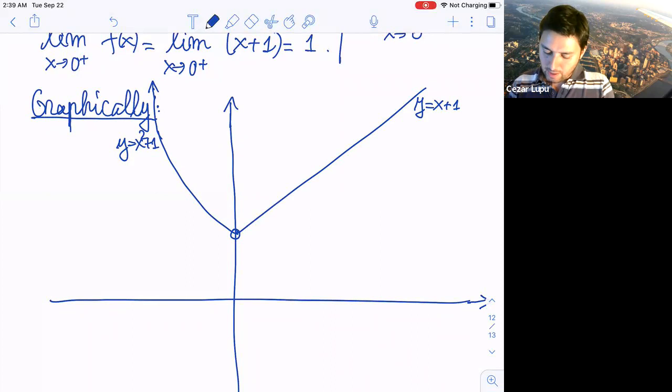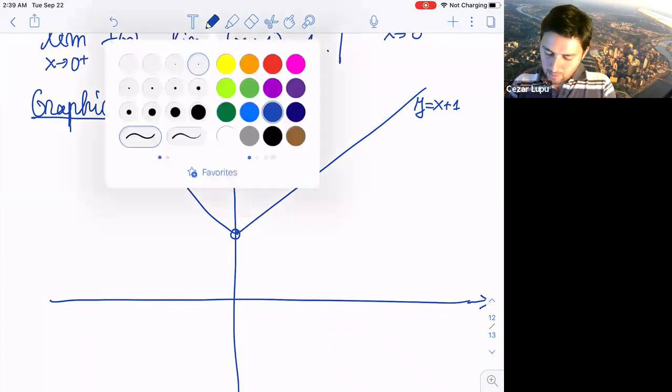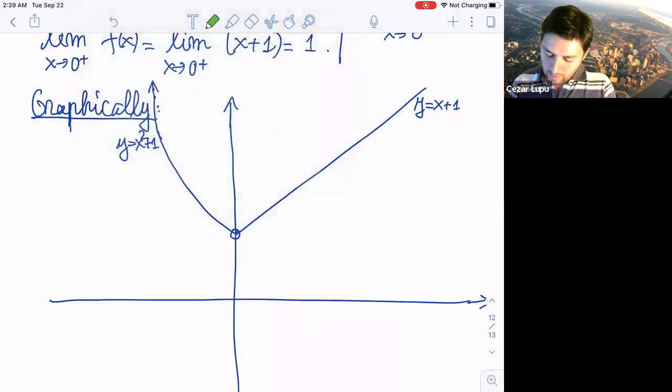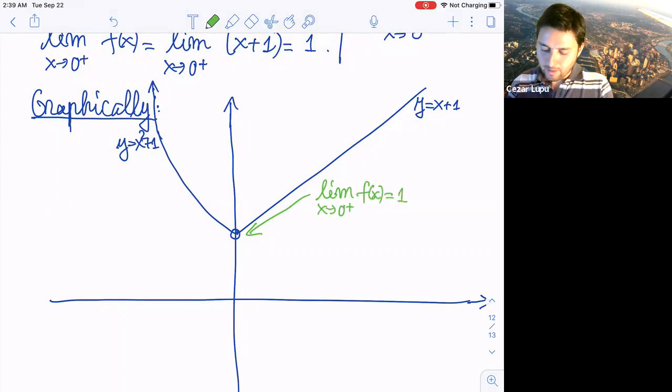So as you can see here, in this case, this is nothing else than just the limit as x approaches 0 from the right of f of x is 1. And here, I'll have that the limit as x approaches 0 from the left of f of x will be 1. So both of them agree.